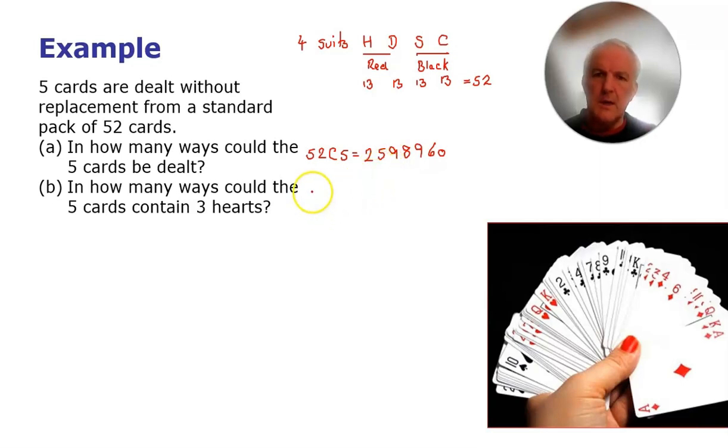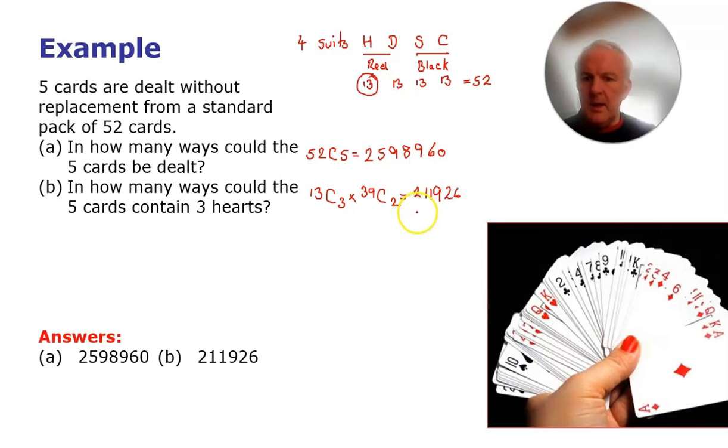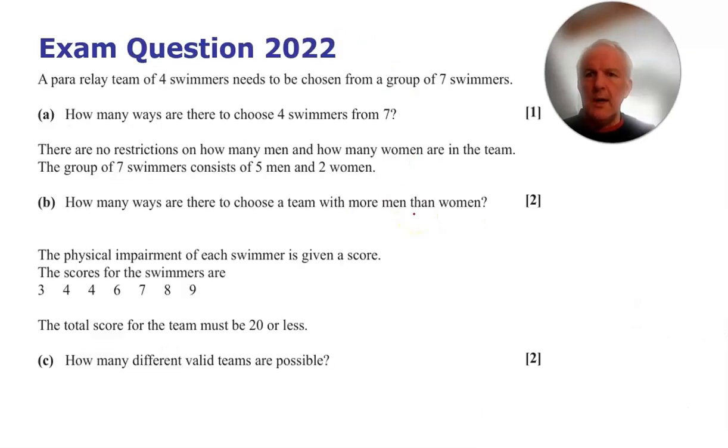And how many ways could the 5 cards contain 3 hearts? Now, of my 13 hearts, remember I said there are 13 to start with, I've got to choose 3 of them. Don't care which ones, but I've got to choose them. And of the other 39 cards, I want 5 in total, so I've got to choose 2 of them. So it's 13C3 times 39C2, and I get still a big old number, 211926. Okay, let's see if we're right. They look right. We're going to do now a little exam question with you. So here goes.